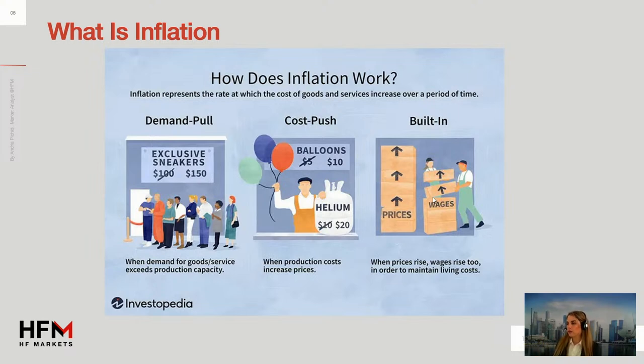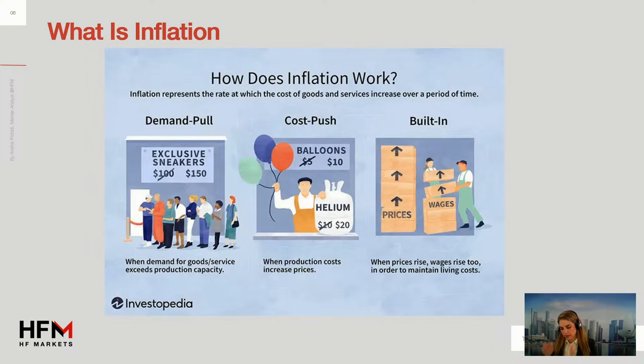So when demand for goods and services exceeds production capacity, then we have an increase in the prices of goods and services, and this is when we have the so-called demand pull effect. Demand pull inflation occurs when an increase in the supply of money and credit stimulates the overall demand for goods and services to increase more rapidly than the economy's production capacity. So this increases, guys, demand and leads to price rises, okay?